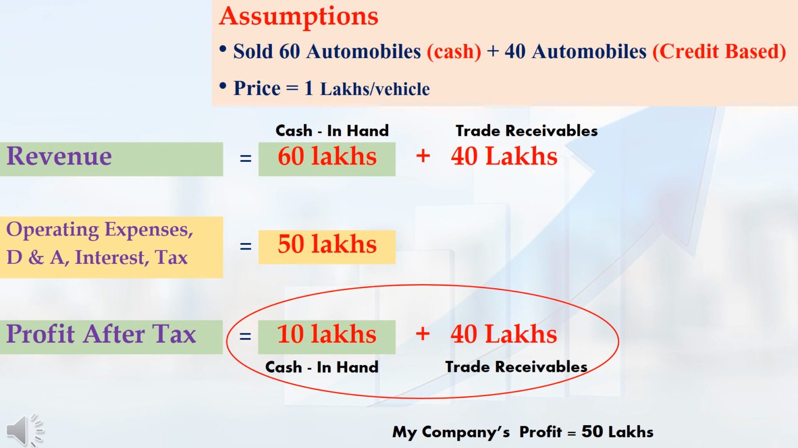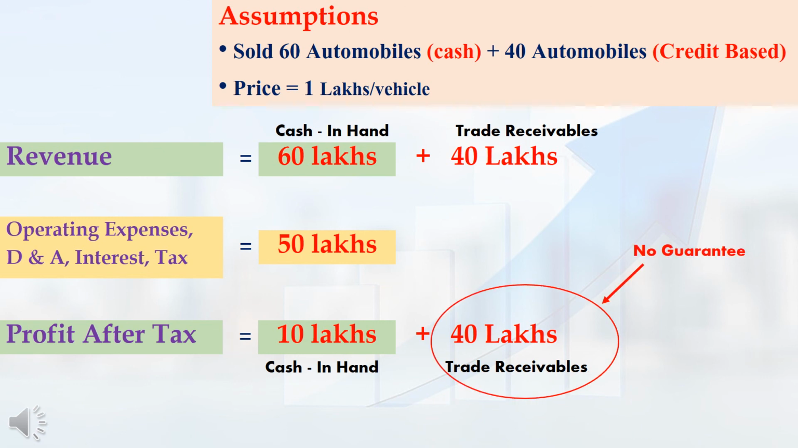But at the year end, my company's total profit will be calculated as 10 lakhs plus trade receivables 40 lakh rupees. That is, my company's total profit will be 50 lakh rupees. This 50 lakhs will be added to reserves and surplus. In any company, there is no guarantee that the amount mentioned as trade receivable will be received by that company. Suppose in any company the trade receivable value is increasing year by year, then that is a big negative sign for that company.